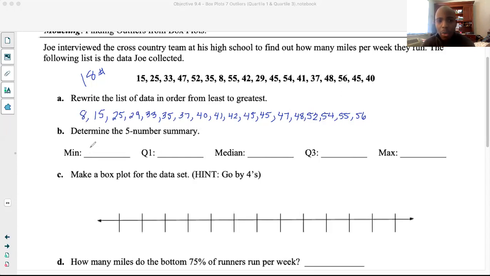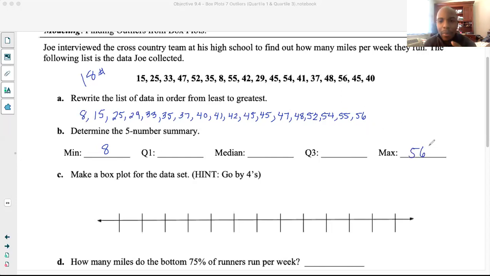The minimum value here is the smallest number in our data. The smallest number in our data is 8. Now, I want you to pay attention to this because sometimes our smallest or highest number in our data may end up becoming an outlier, right? And if it becomes an outlier, then we're going to have to recreate our box plot later on. But for now, the minimum is 8. The maximum, we can all see that's 56.